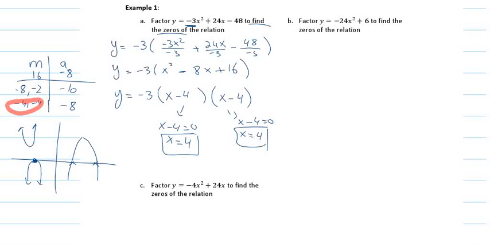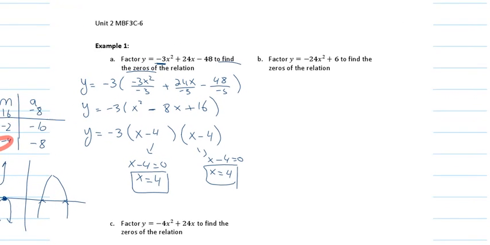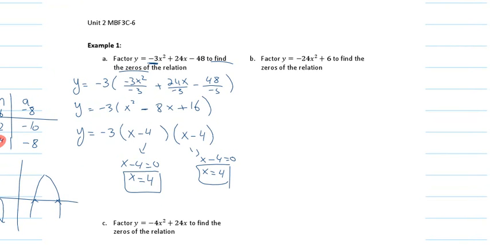So let's look at that question and let's try to factor it. Factor y equals negative 24x squared plus 6 to find the x-intercepts or the zeros. So what do I have to do? What's the first question you ask yourself? Do I have a common factor? Is there a common factor?